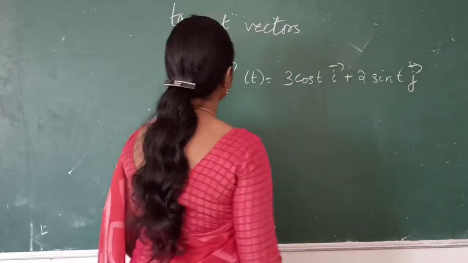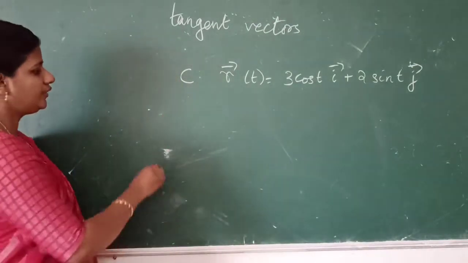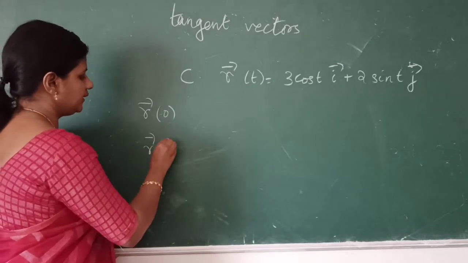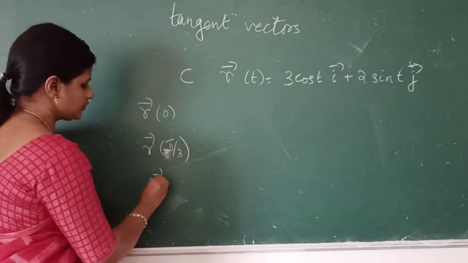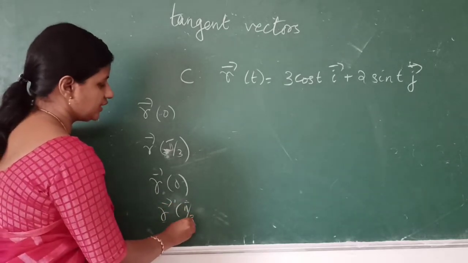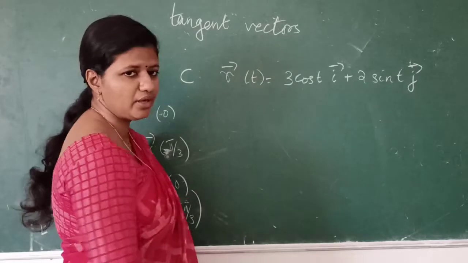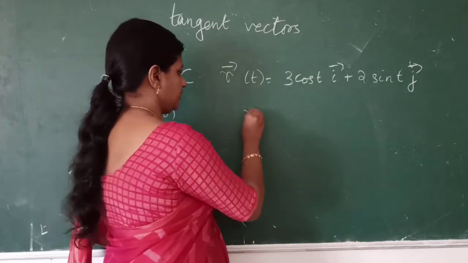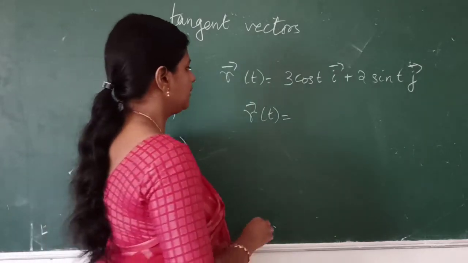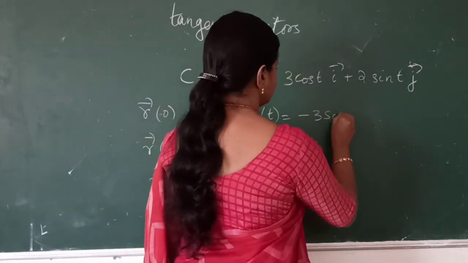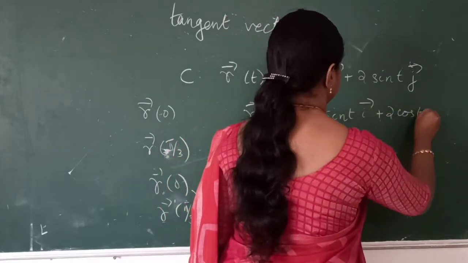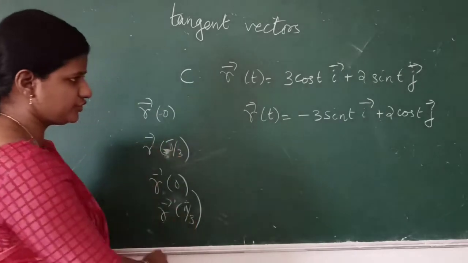We also want to sketch this curve C and we have to mark these vectors r of 0, r of pi by 3, also r bar dash of 0 and r bar dash of pi by 3 on the same curve. So first we have to find r bar dash of t, and we know that the tangent vector is given by r bar dash of t, and we have minus 3 sin t i plus 2 cos t j.